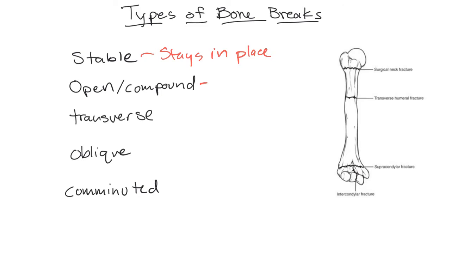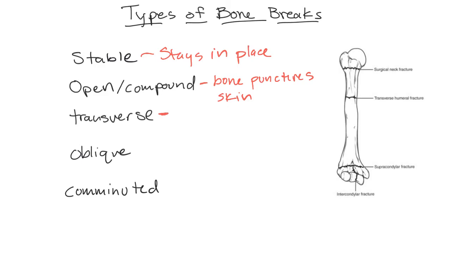An open or compound fracture, these are very gruesome because this is where the bone punctures the skin. This will often happen in a very intense break where the bone has broken and now there's a jagged edge and that jagged edge pokes through the skin and then you can see the broken bone through the skin. These are very serious because obviously you can also have a lot of bleeding if it punctures blood vessels around it and it's exiting outside of the body. So infection can be a big problem with open compound fractures as well.